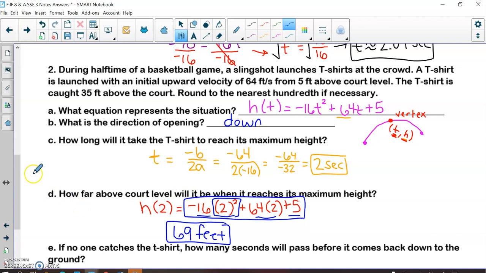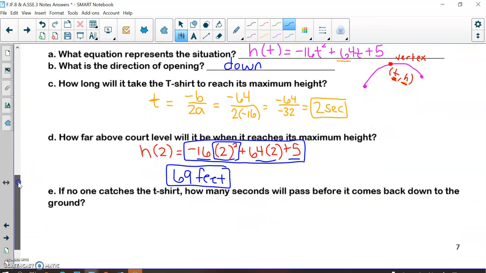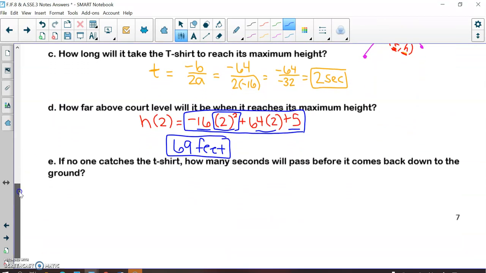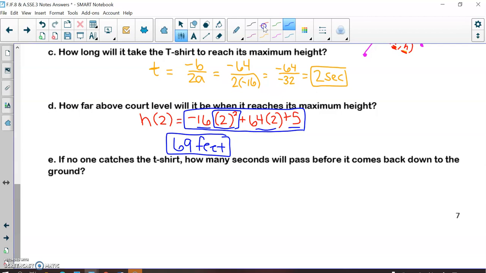Then, if no one catches the t-shirt, how many seconds will pass before it comes back down to the ground? So ground is 0, which means the height would be 0. So I'm actually finding t for when my height is 0. Technically, what I'm finding here is my solution to this quadratic equation. So what we're going to do is we're going to use the quadratic formula.